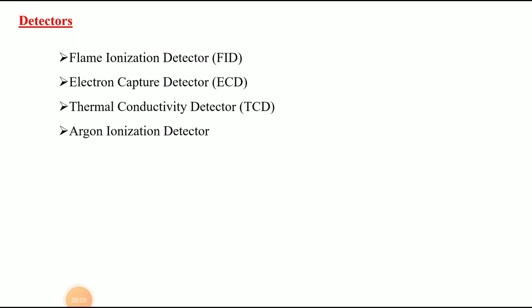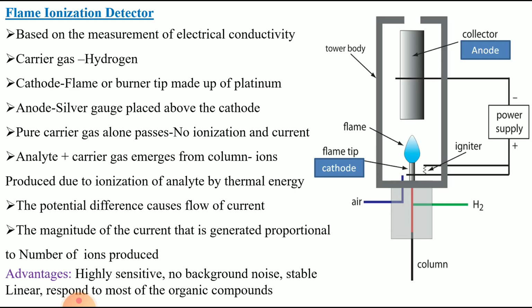The detectors used in gas chromatography are flame ionization detector, electron capture detector, thermal conductivity detector, and argon ionization detector. First one, flame ionization detector. It mainly works based on the measurement of electrical conductivity. The commonly used carrier gas is hydrogen.